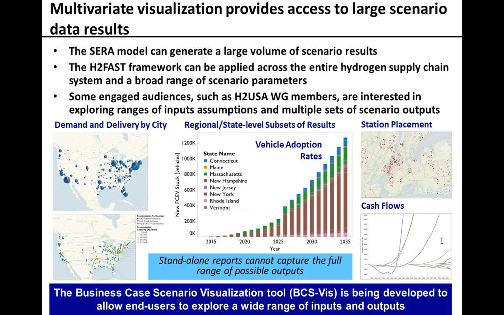So this is the third version of H2Fast. This one is not deployed to the public, but it's being used internally, and we're exploring how we might make it accessible to the public.